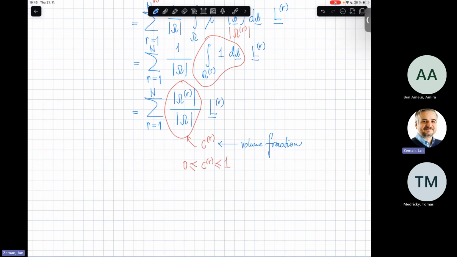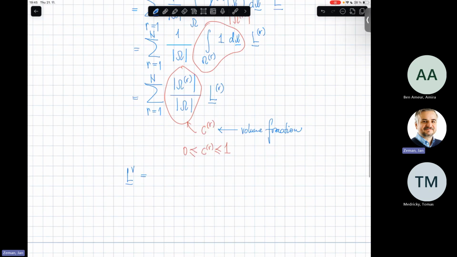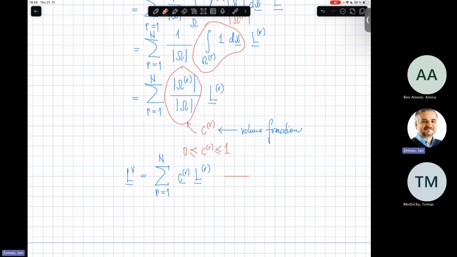So what I get is the very celebrated Voigt formula, which says that if I would like to estimate my effective properties according to Mr. Voigt, the only thing I need to do is to take the properties of individual phases and mix them according to their volume fractions. So this is something which is called the rule of mixtures.